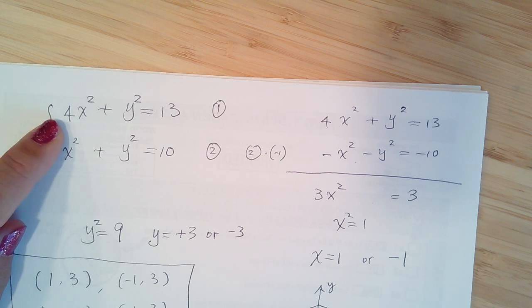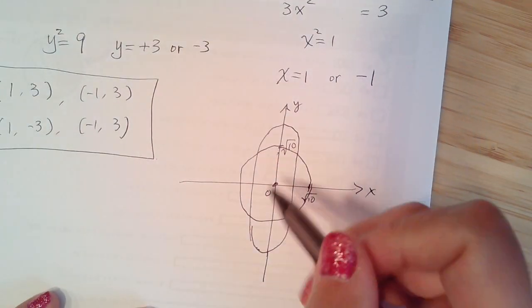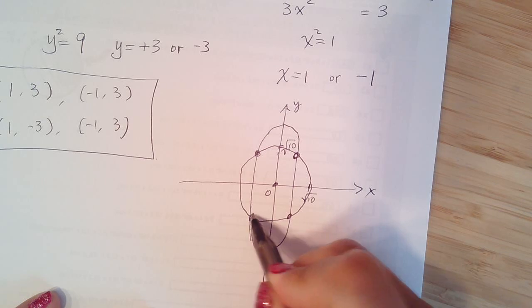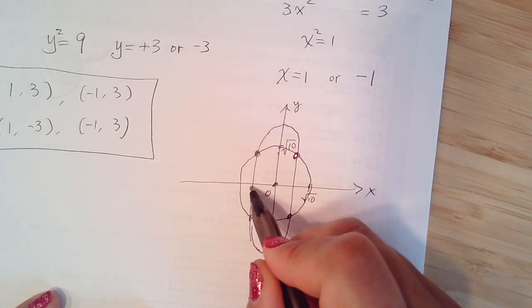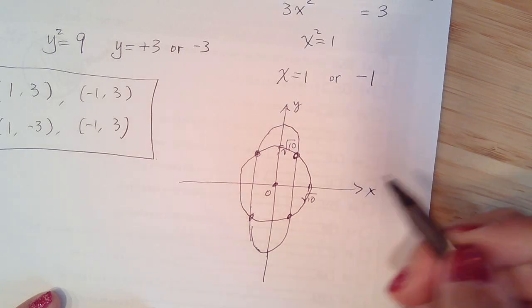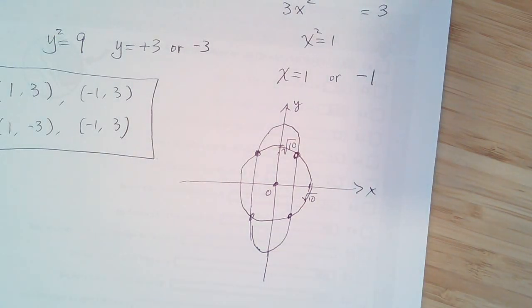That's the first equation. Did you see that? 1, 2, 3, 4. Those are the 4 points. So this is 1, 3, negative 1, 3, negative 1, negative 3, and a positive 1, negative 3. That's your 4 solutions.